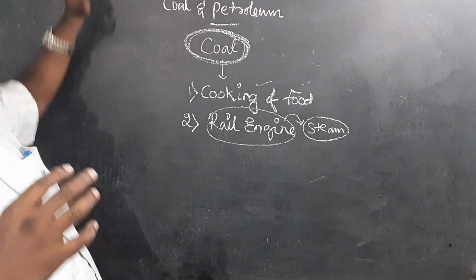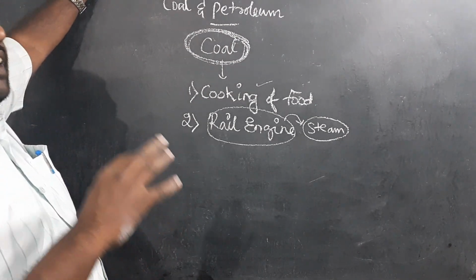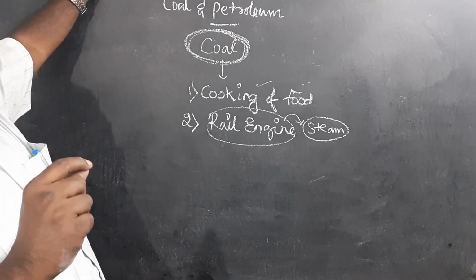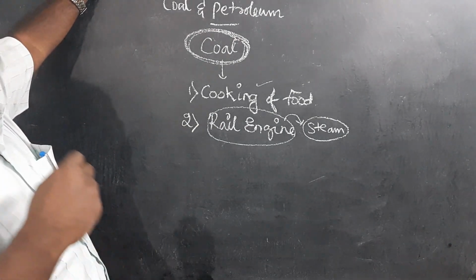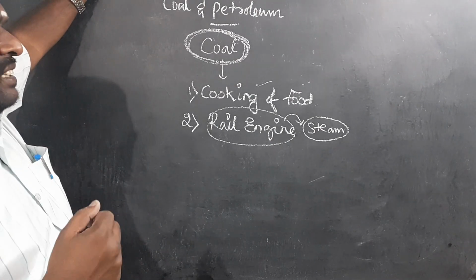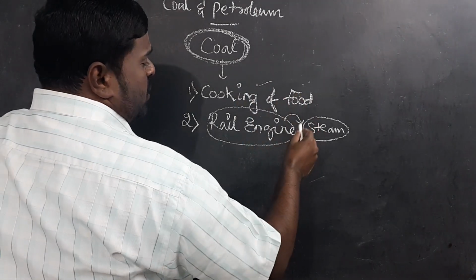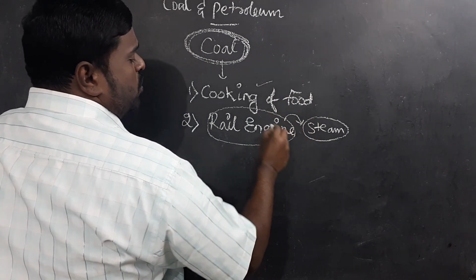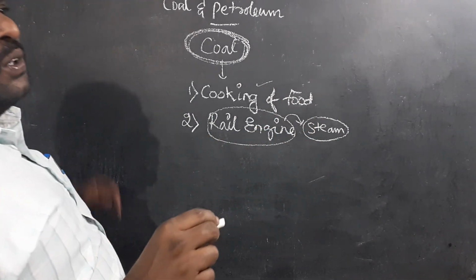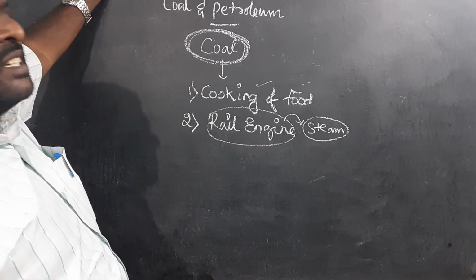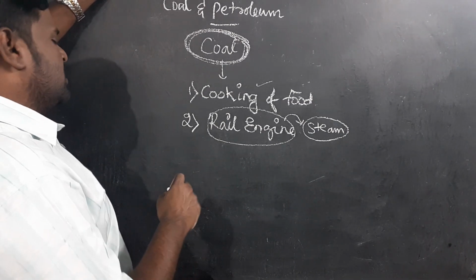Once upon a time, almost all of India's trains used to run only on steam engines. Now it is all diesel engines as well as electrified engines. Before 2 years, it was still in practice in Ooty. Even the Ooty train was a steam engine. Even now they are using a diesel engine there.